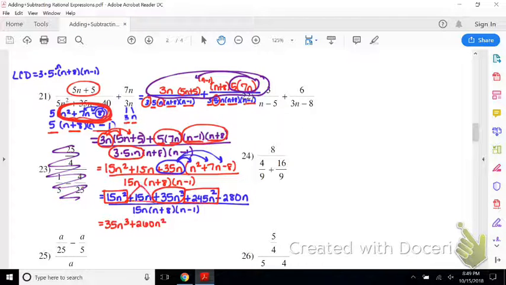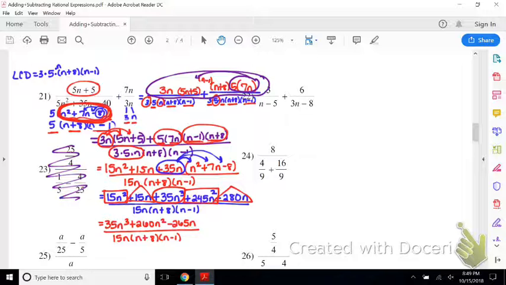Then I have 15n, and I wrote over this, so that's a minus 280n. So 15 minus 280 is a negative 265n all over our least common denominator. Alright, so again, we've got to check on this numerator, don't we?